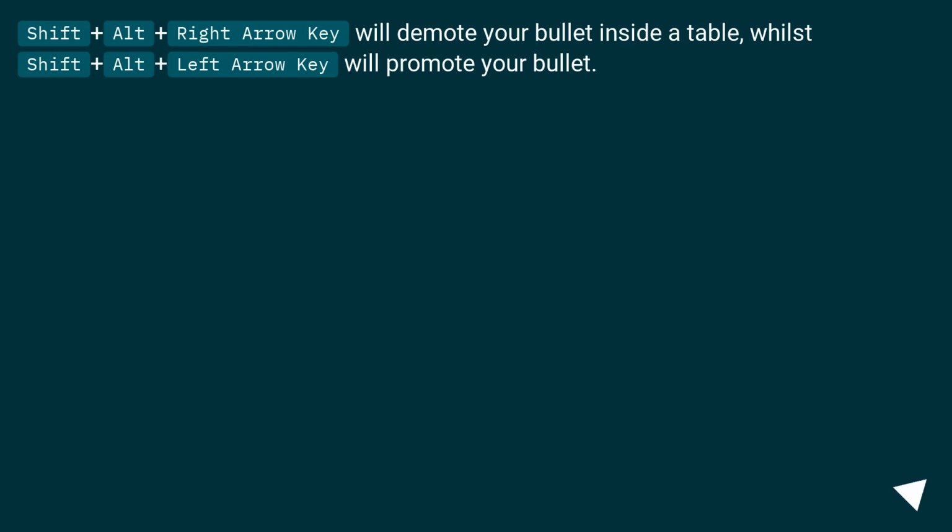Shift plus Alt plus right arrow key will demote your bullet inside a table, whilst Shift plus Alt plus left arrow key will promote your bullet.